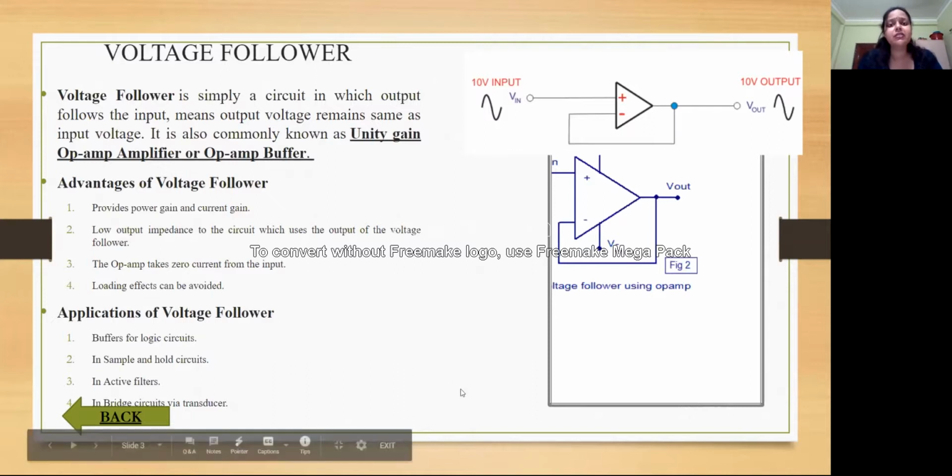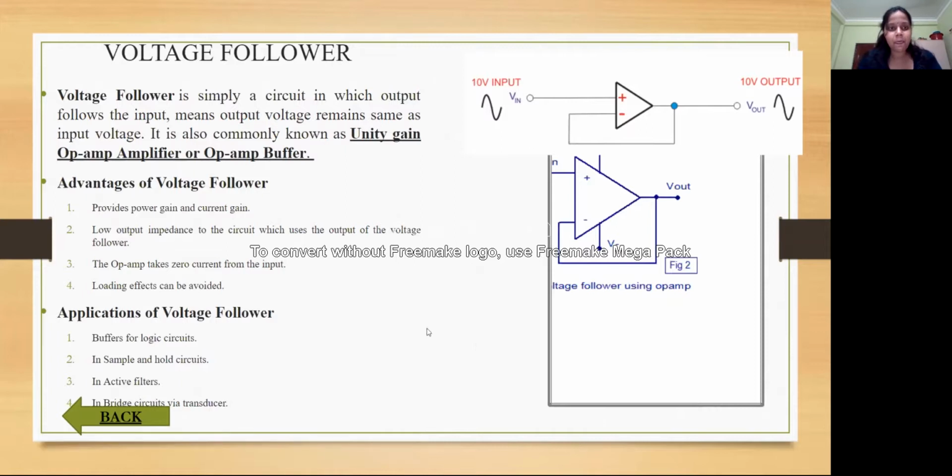Now, what are the advantages of a voltage follower circuit? Why are we going to use this type of circuit? It provides power gain and current gain, right? It keeps the voltage constant, but it amplifies power and current. It gives low output impedance to the circuit which uses the output of the voltage follower. The op-amp takes zero current from the input, which is a property of the op-amp, and loading effects can be avoided. So these are the four advantages that a voltage follower circuit has, okay?